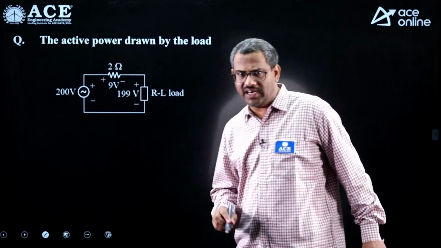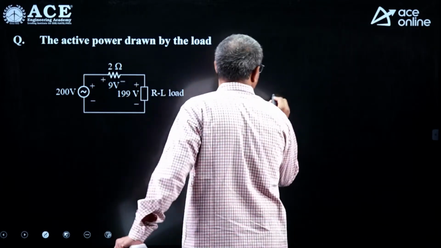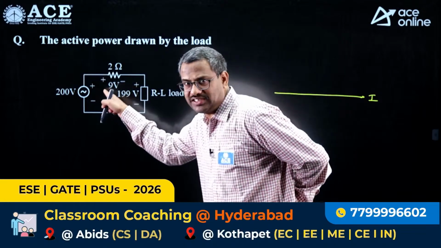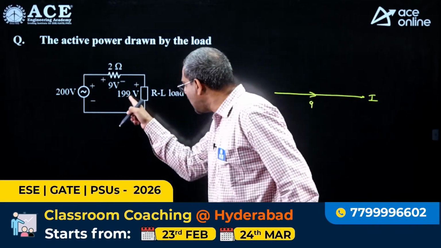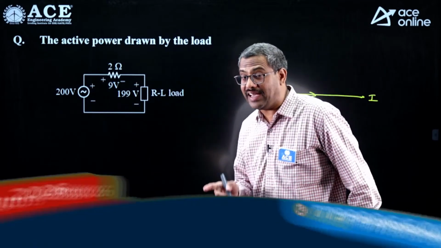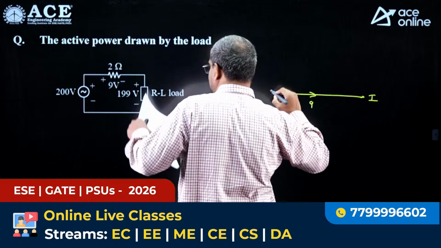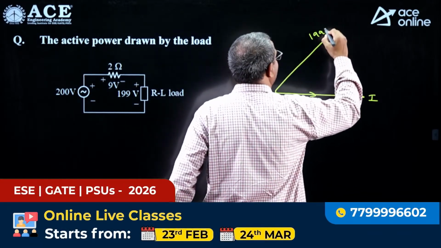Now here, this is an RL load. Because it is a series circuit, I will take current as reference. With respect to current, which voltage will be in phase? Voltage across the resistor, that is 9 volts. In an RL load, current lags voltage by an angle less than 90, or with respect to current, voltage will lead by less than 90. Voltage will lead, and how much is it? 199, a very high value. Of course, this is 199 volts because RL.